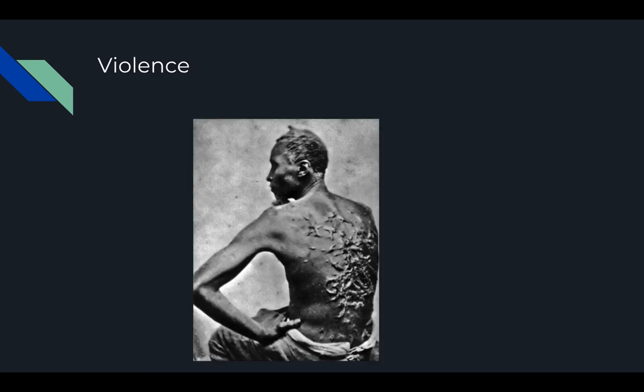Third theme, violence. This is something that you're probably aware of, the whippings. But violence not only was whippings, it could come in lots of other forms. Slaves who ran away were also obviously whipped, but they could also lose their fingers and toes, and even worse.